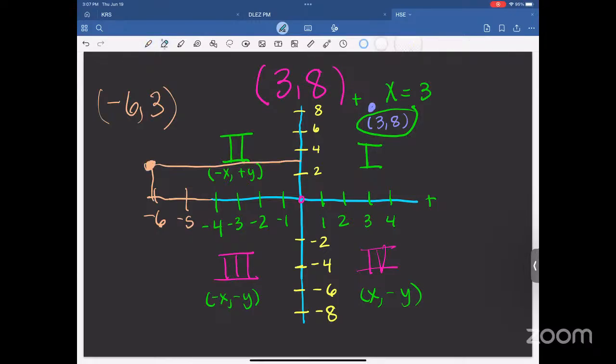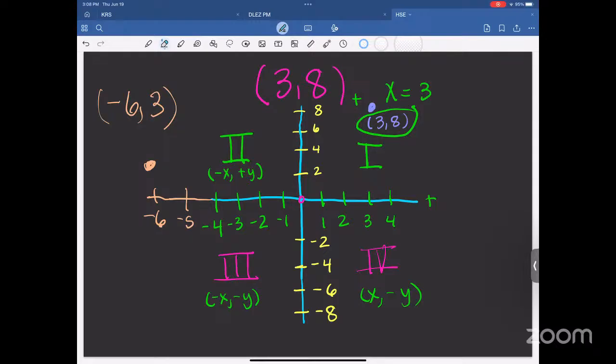Now let me erase my line. Sometimes people need those guidelines to make sure they're in the right spot. So hopefully this helps you to understand quadrants, helps you to understand coordinates, because we're going to need this knowledge as we graph linear equations. But before we go into linear equations, can we hop onto IXL and do some coordinate practice?